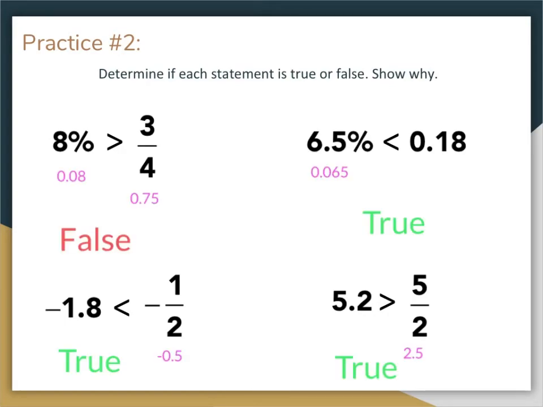How did you do? Were you able to get all of them right? Notice that I've converted everything to decimals so I could compare the decimals together to determine which one had the least value or which one had the greatest value. Hopefully you got that one error that was false and the others were true. If you did, great. If not, go ahead and fix your paper so it looks like mine, and let's take a look at the final example.